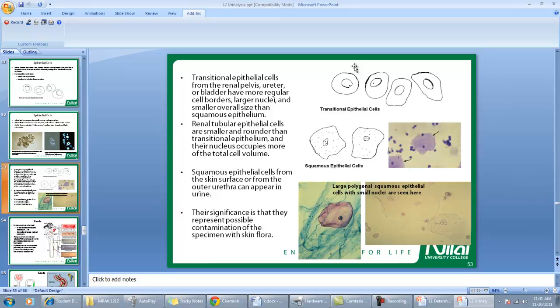Transitional epithelial cells from the renal pelvis or bladder have a more regular cell border, large nuclei, and a smaller overall size than squamous epithelium. Renal tubular epithelial cells are smaller and rounder than transitional epithelium, and the nucleus occupies more of the total cell volume. Squamous epithelial cells from the skin surface around the outer urethra can appear in urine. Their significance is that they represent possible contamination of the specimen with skin flora.